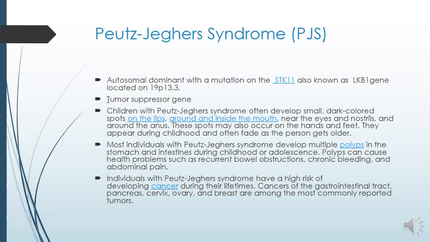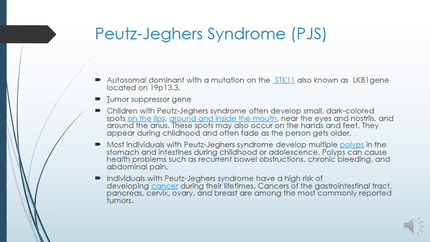Most individuals with PJS develop multiple polyps in the stomach and intestines during childhood or adolescence. And these polyps can cause health problems such as recurrent bowel obstructions, chronic bleeding, and abdominal pain. Individuals with PJS have a high risk of developing cancer due to these polyps. This happens during their lifetimes, and the cancers of the GI tract, pancreas, cervix, ovary, and breast are among the most commonly reported tumors.